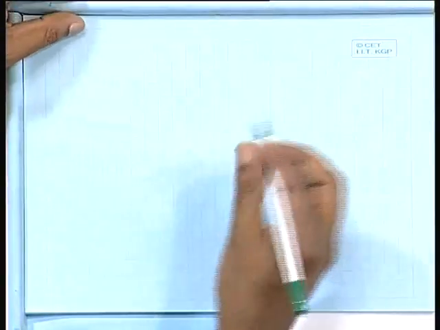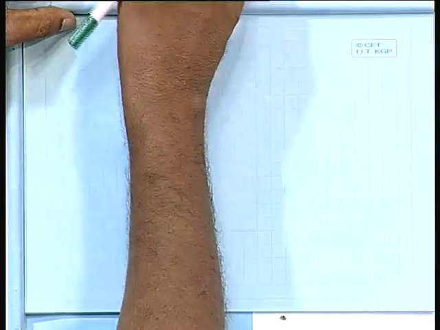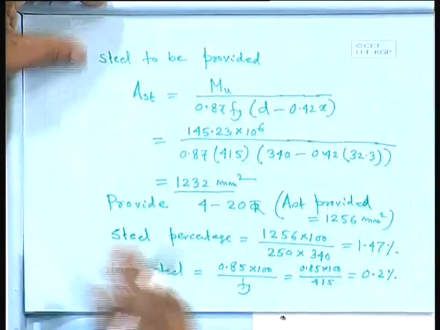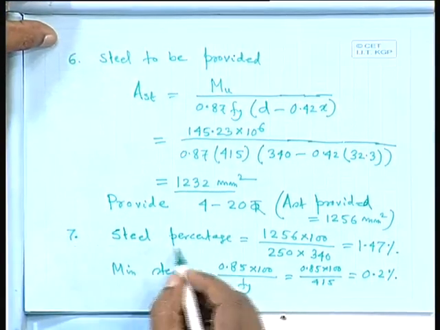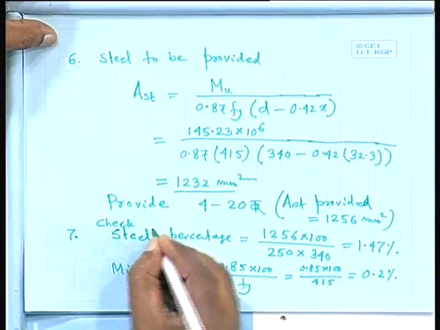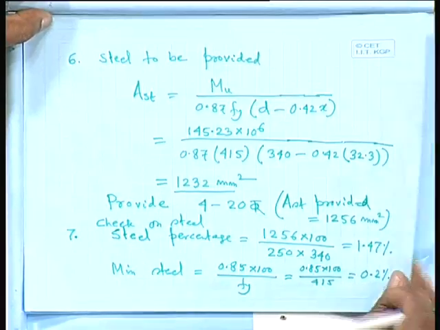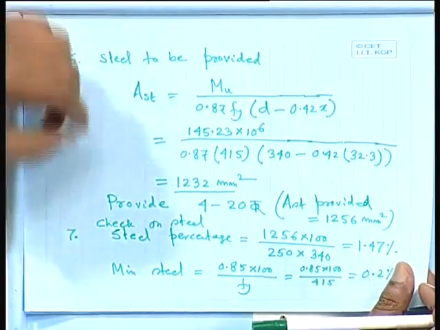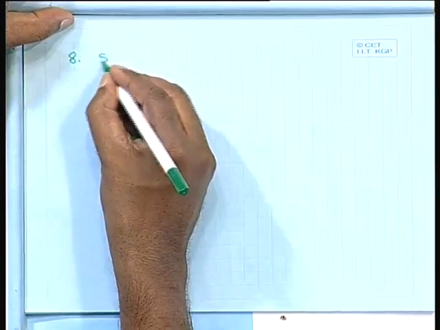What about the shear reinforcement? I think this one we can take as a check. Let us take this one as a check. So, number 7, check on the steel, that how much you are providing and whether it is permissible, whether it is within the limit. So, that we are checking in this case. Number 8, let us come to the same problem, the shear reinforcement.